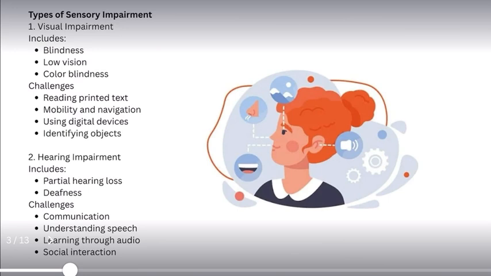It may be either visual impairment or hearing impairment. Visual impairment includes blindness, low vision, color blindness, etc. The challenges are that they can't read printed text, and they face challenges in mobility, navigation, using the devices around us, and identifying objects around us. People with hearing impairment have partial hearing loss or deafness, with challenges like communication, understanding speech, learning through audio, and interaction with society.